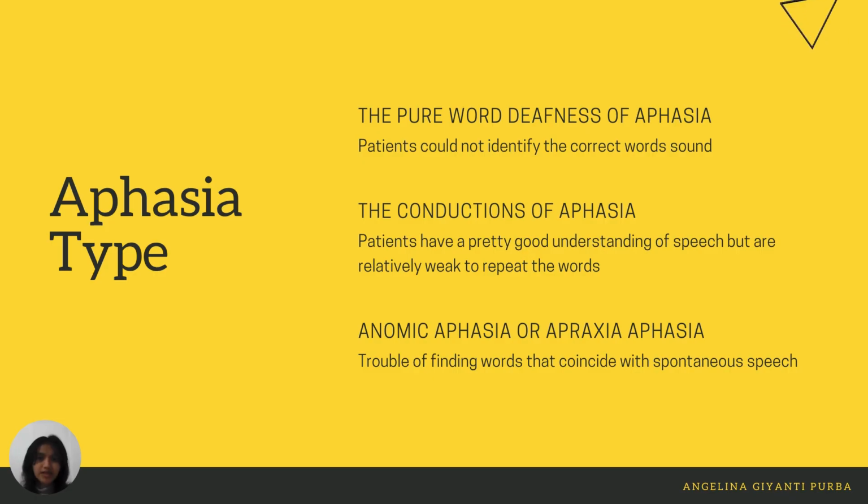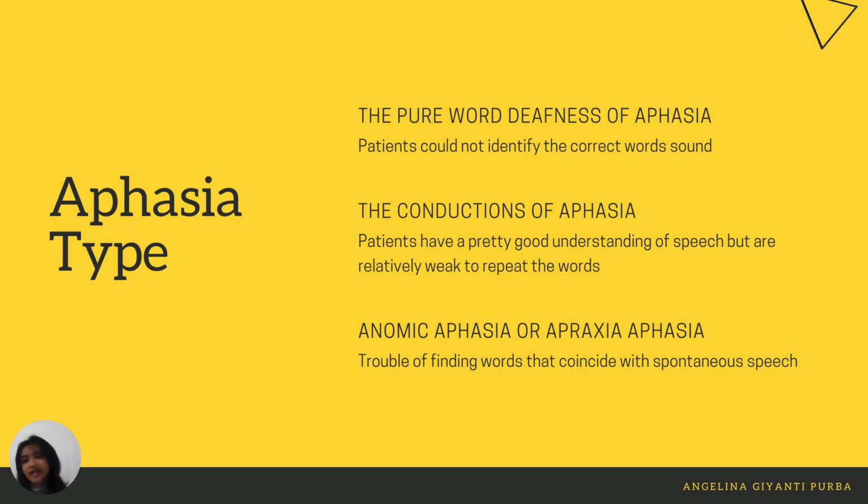Besides Broca's aphasia and Wernicke's aphasia, there are a lot more types of aphasia. I will explain them. The first is pure word deafness. It happens when patients cannot identify the correct words. For example, a patient hearing a song can hear the melody, but cannot recognize the words or the lyrics.